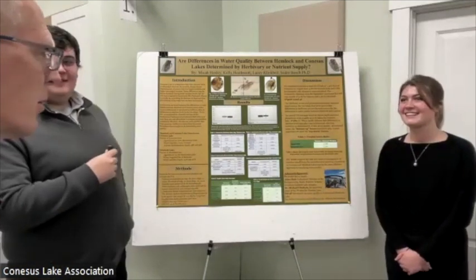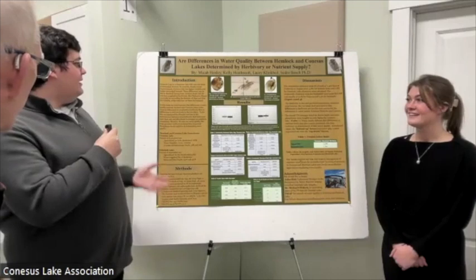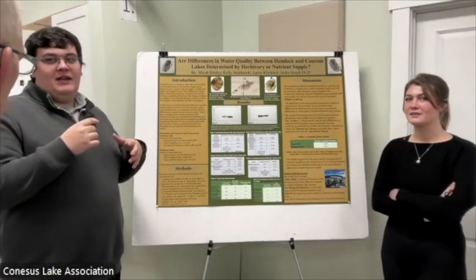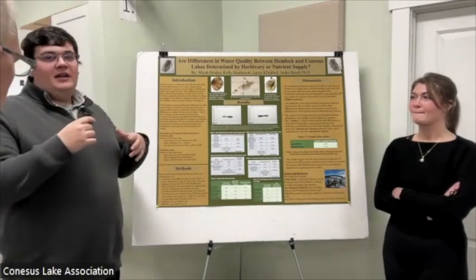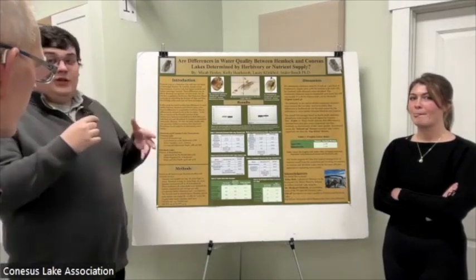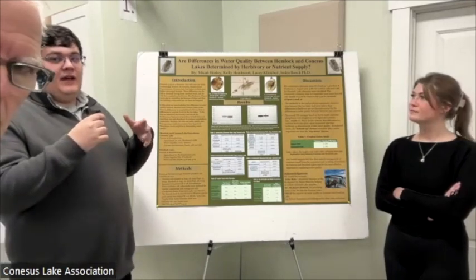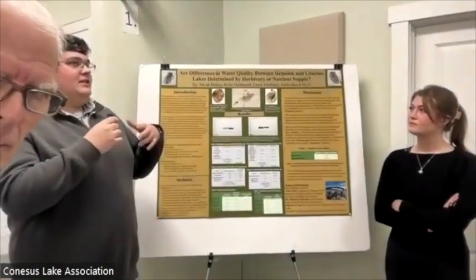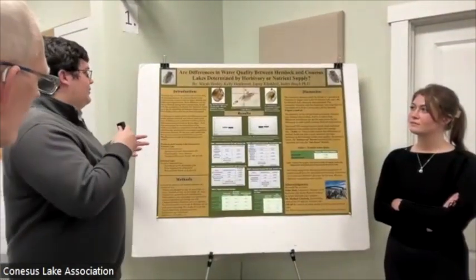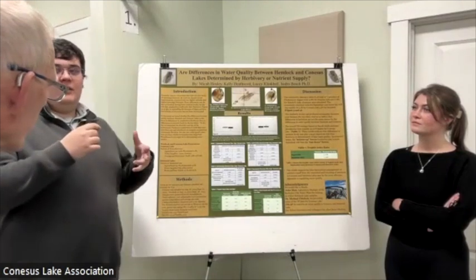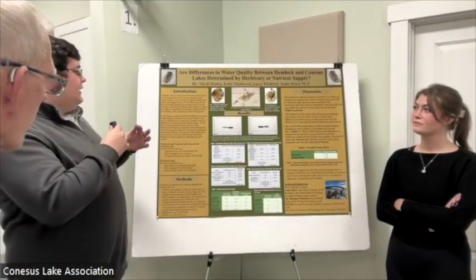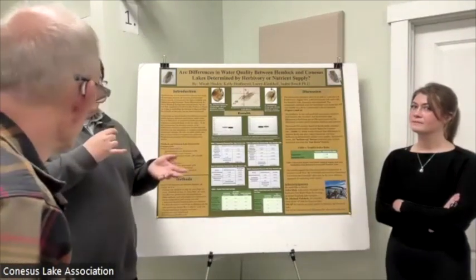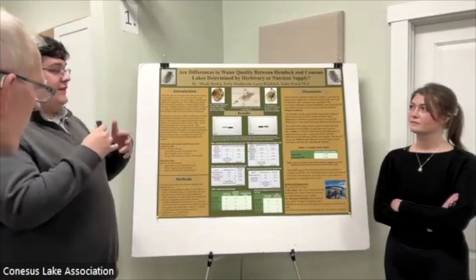Can you tell us a little bit about what you did? So we wanted to know why there was such a difference between Hemlock Lake and Conesus Lake in the water clarity. Hemlock Lake is known to have very clear water with low amounts of algae, while Conesus doesn't have as clear water and has pretty high amounts of algae. So these differences could be due to Hemlock having lower nutrient input from the surrounding area and Conesus having higher.